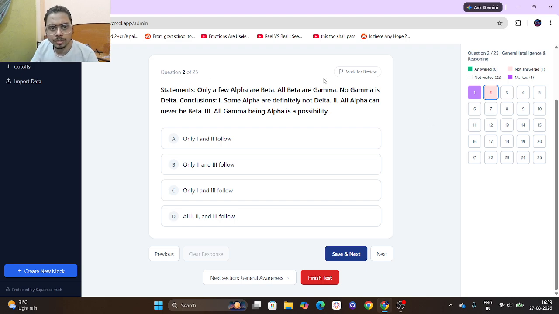Because only a few alpha are beta, right? Yes, true. All gamma being alpha is a possibility. If alpha is the largest, beta is inside it and gamma is inside beta. Yes, all three are correct.